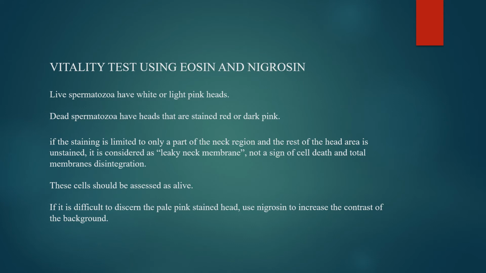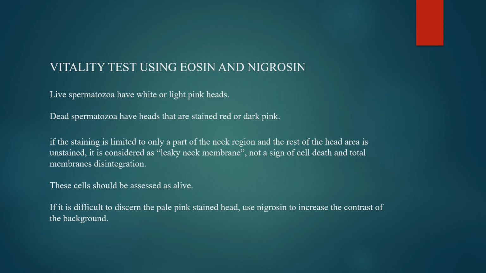Vitality test using eosin and nigrosin. Live spermatozoa have white or light pink heads. Dead spermatozoa have heads that are stained red or dark pink. If the staining is limited to only a part of the neck region and the rest of the head area is unstained, it is considered a leaky neck membrane, not a sign of cell death and total membrane disintegration. These cells should be assessed as alive.